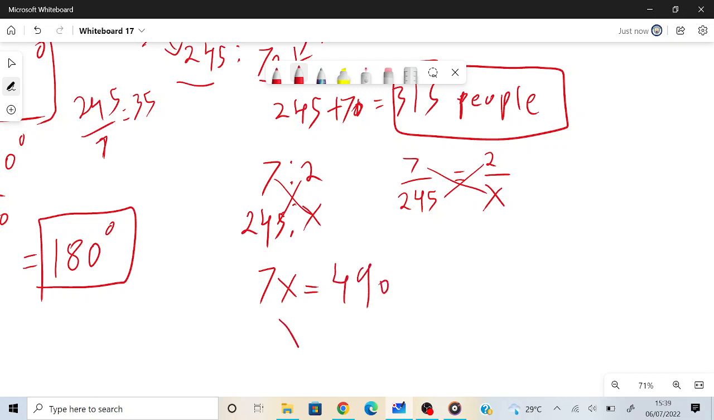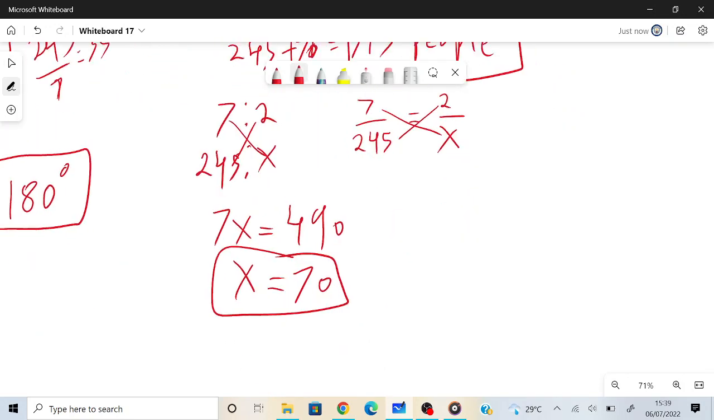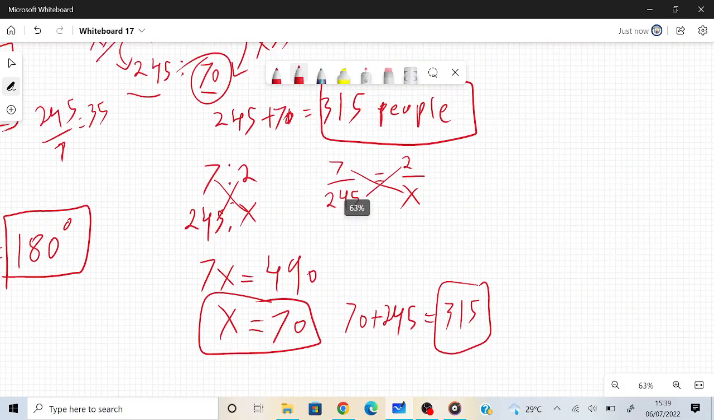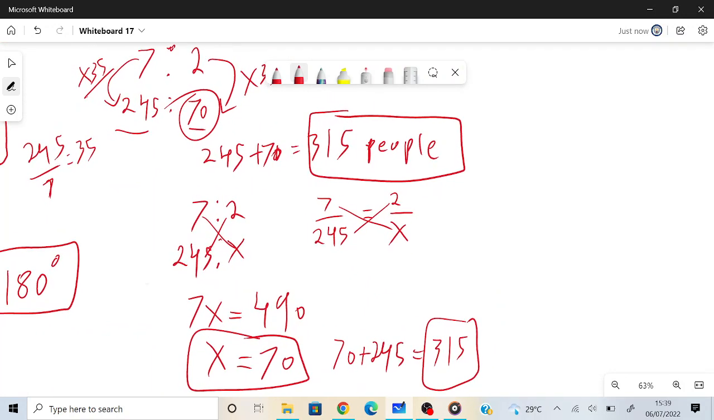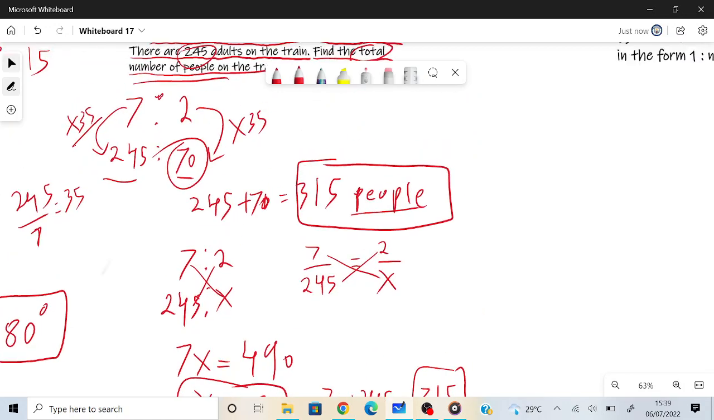And then I can solve for x, which is the amount of children in this case. That's 490 divided by 7, and that would give me 70 as well, as I got earlier over here. And then again, add 245 to 70, so 70 plus 245, and that would also give me 315. So as you can see, both the methods are correct. It's up to you which one you feel much more comfortable with, and you can apply that one. But always remember to always put your units. You can lose marks not writing down your units.